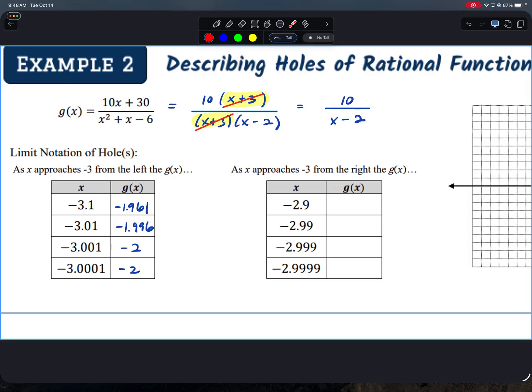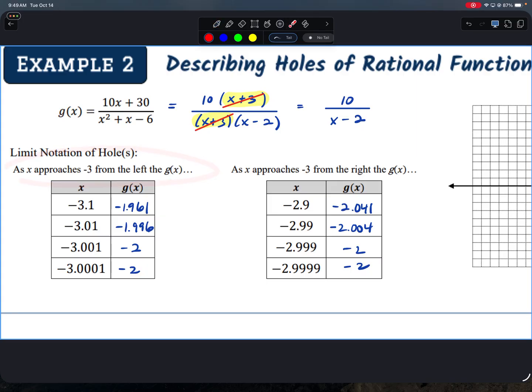All right, on the other side, do you guys need time to do the other side, or do you guys have the other side too? You guys have it? Okay. Negative 2.041. And then negative 2.004. And then negative 2, negative 2. Okay. So what this means is this is the left, right?